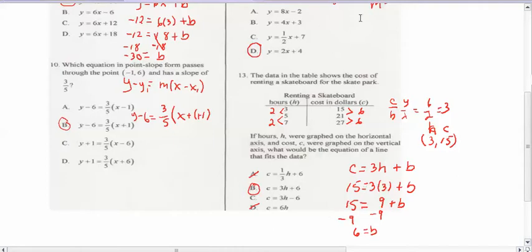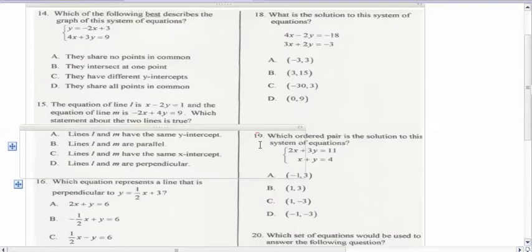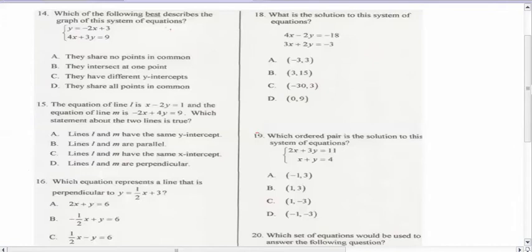Okay? Okay, now I'm at 14, and it says, which of the following best describes the graph of this system of equations? All right, and it talks about no points in common, intersect at one point, have different y-intercepts, and have all points in common. All right, so this is what I need to do. I need to put these in slope-intercept form. My first one's done for me, and I'm going to work right here.